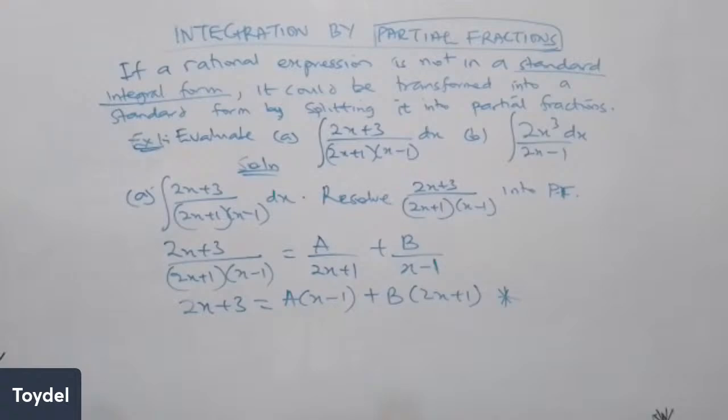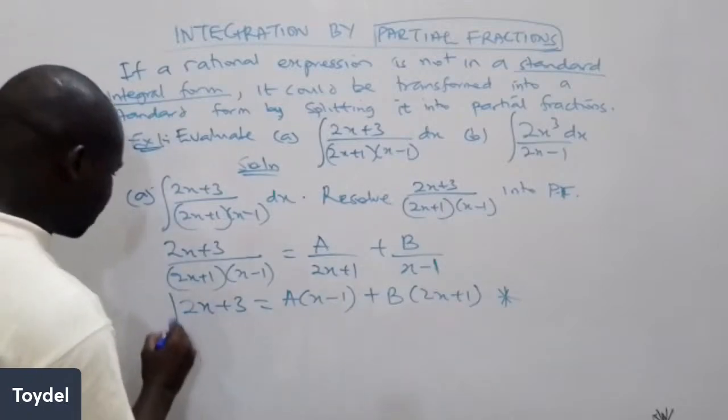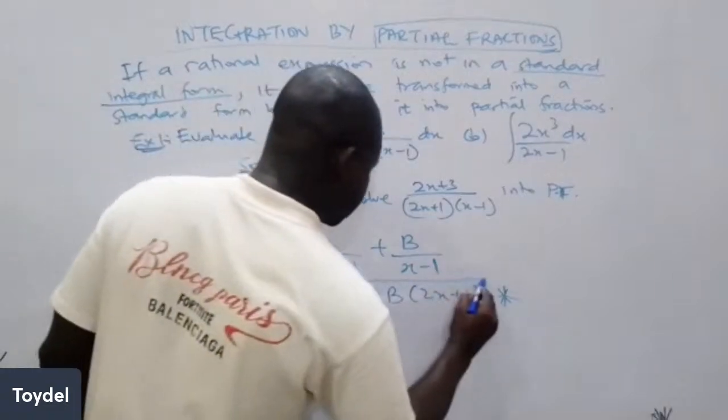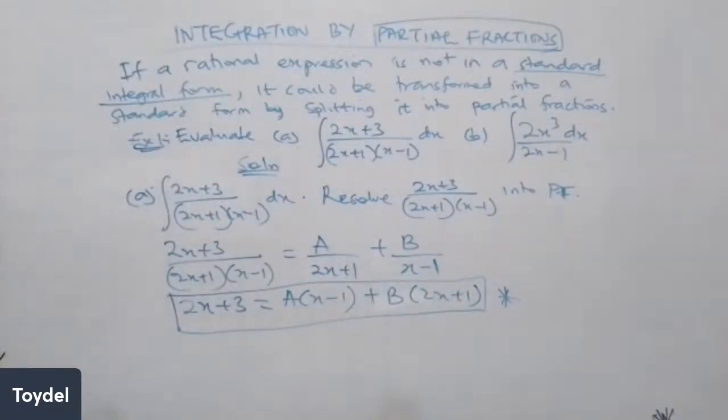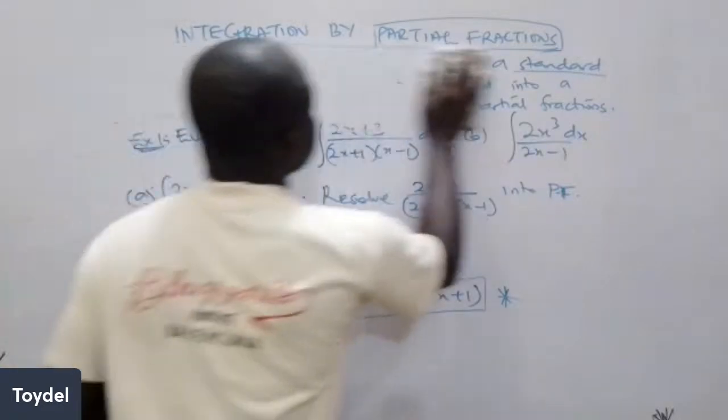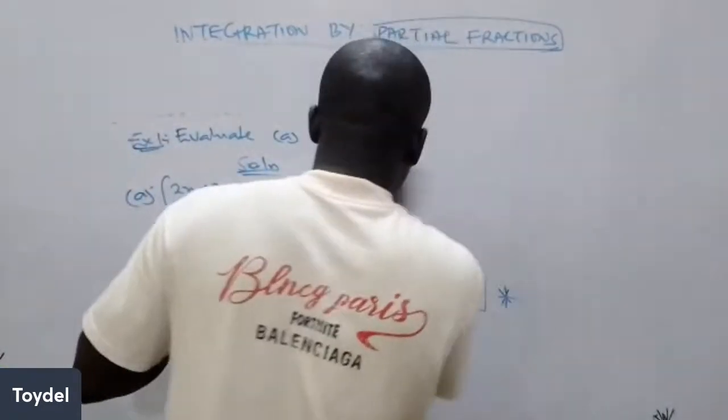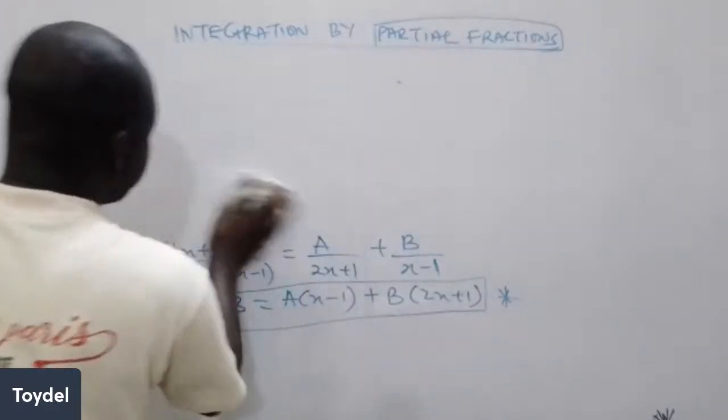At this very point, there are 2 methods of resolution under partial fractions: the cover-up method or comparing coefficients. But since this is a very simple question, we can use the cover-up method to resolve this into partial fractions. So under the cover-up method, what do we do?